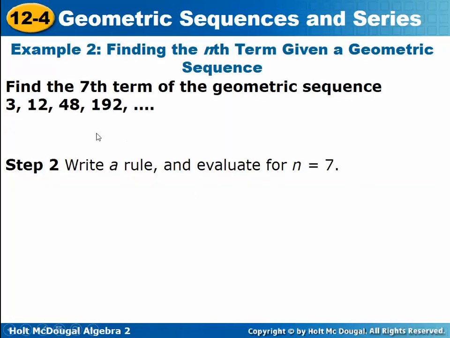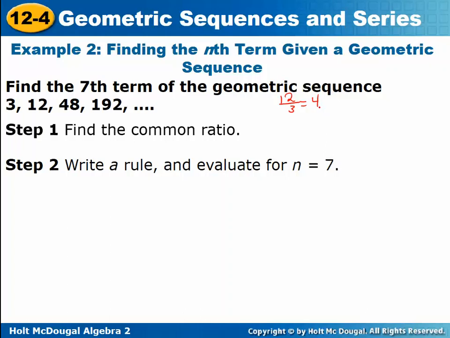So here we have the sequence 3, 12, 48, and 192. Our first step, and they tell us that this is geometric, so I don't have to check if it's geometric or arithmetic. They tell us it's geometric, so I have to find the common ratio. So to do that, I take term 2 and divide it by term 1. That's 4. And then I keep going to double check that I didn't make a mistake. That's also 4. And I can check and I'll get 4 for all of them. So our common ratio is r equals 4.